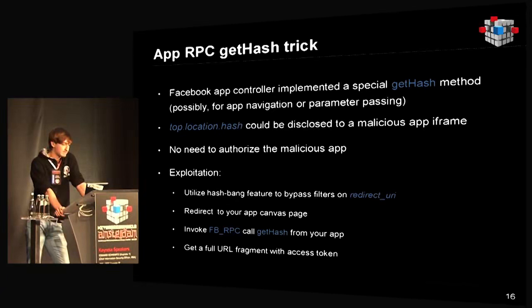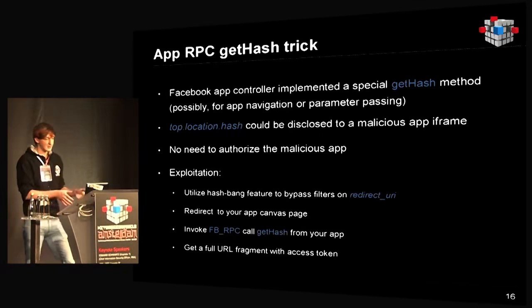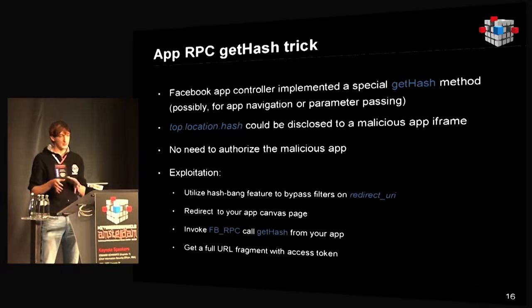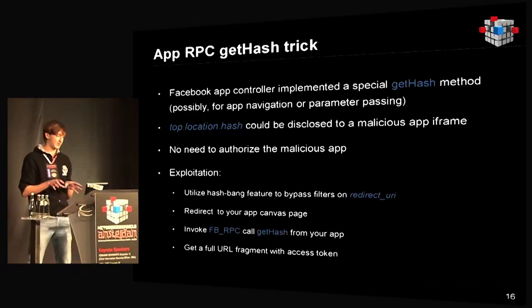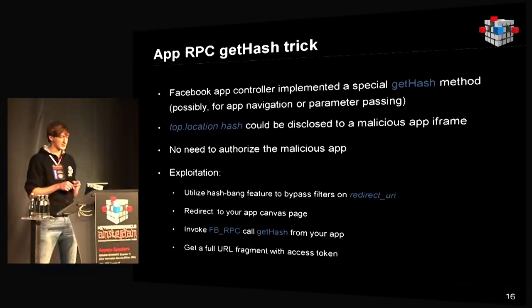Another URL hash trick was related to the application RPC, how it worked. I will give more details on how RPC works on Facebook. So basically there is an application, and there is a Facebook app controller. They are in different iframes and they talk to each other with some messages. And the application can invoke some calls, so ask Facebook to do something.